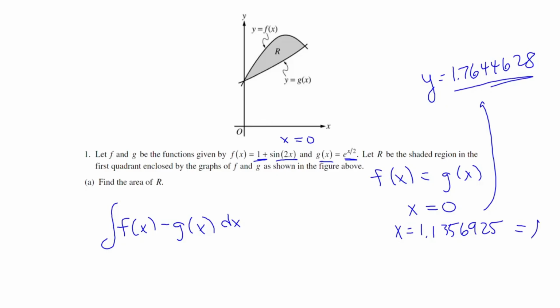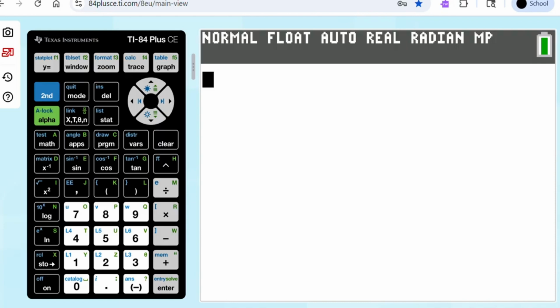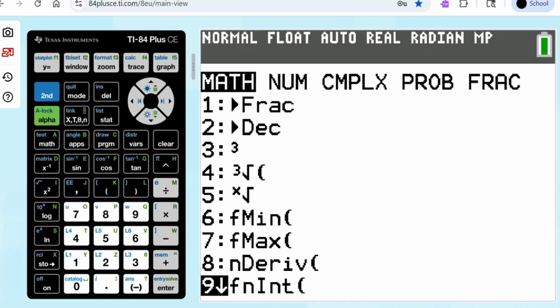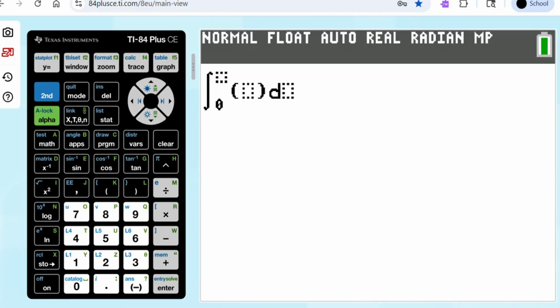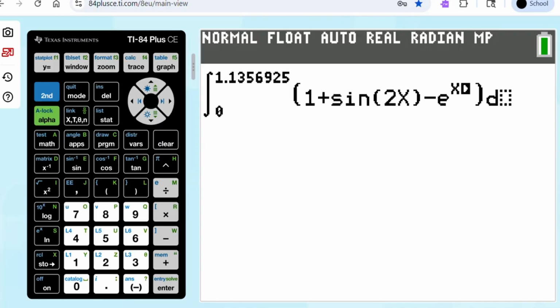So now I'm going to call this A here. I'll call this B just in case I need it later. And now I'm going to integrate from 0 to A of f of x minus g of x dx. So in our calculator, we'll hit second quit. We'll do math, option number 9. And we're going to go from 0 to our A value, which was 1.1356925. And we're going to integrate the upper function minus the lower function, which was 1 plus the sine of 2x, and then minus e to the x over 2.